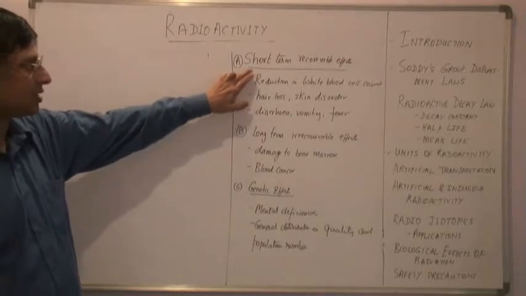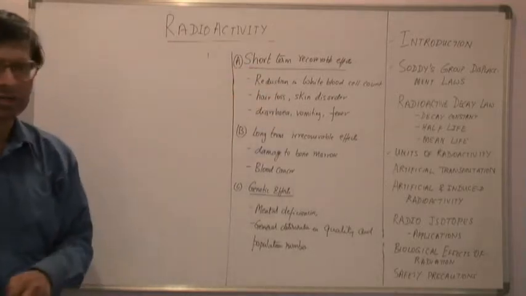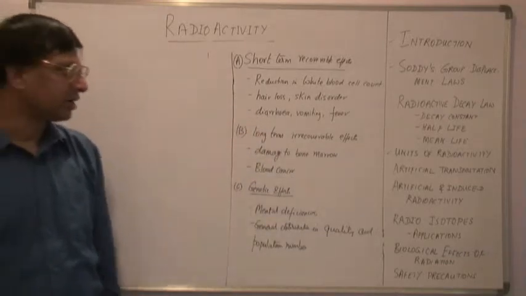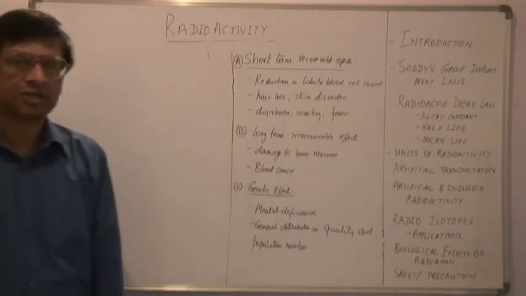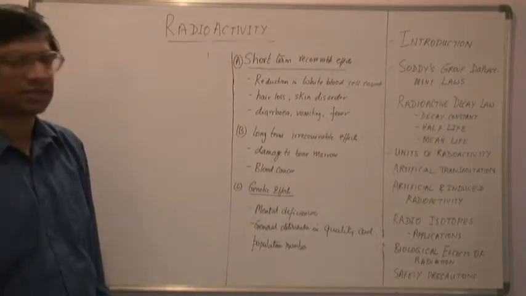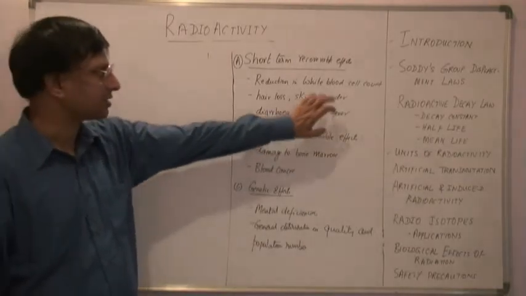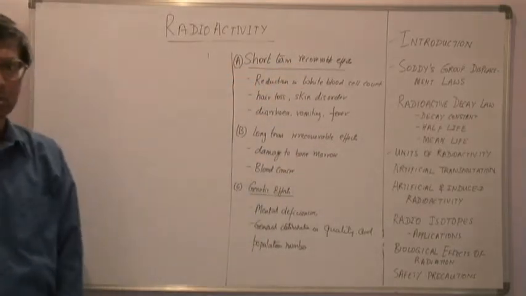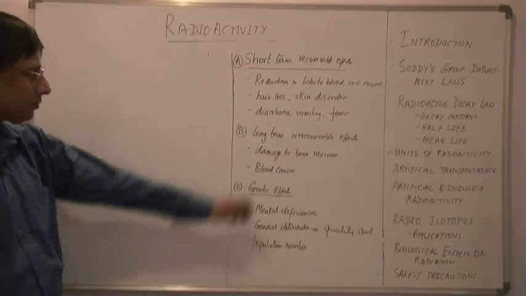Next among the short-term recoverable effects are hair loss and skin disorders. And third, we have diarrhea, vomiting and fever, which is also called radiation sickness. So radiation sickness is a typical short-term recoverable effect when one is exposed to radiation.